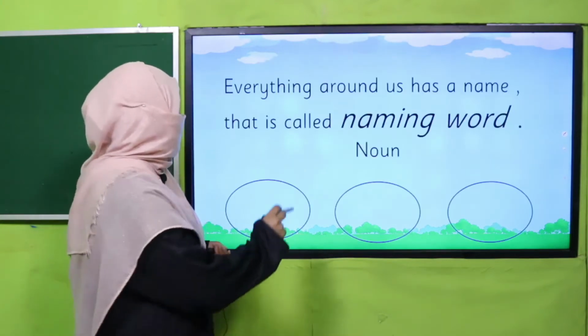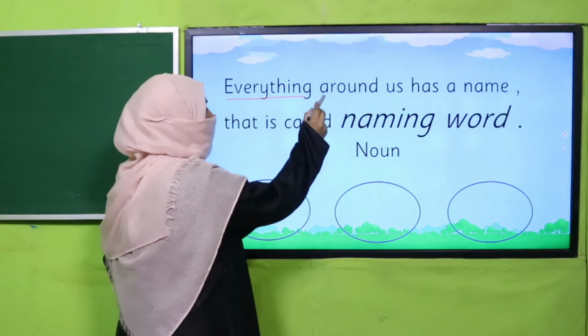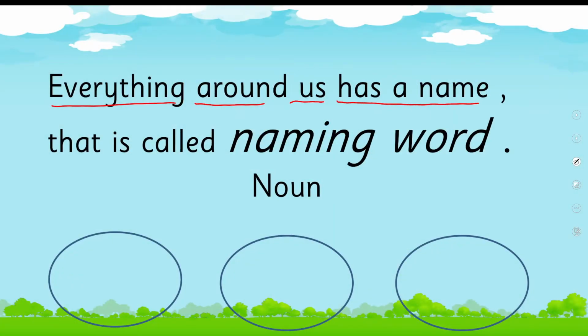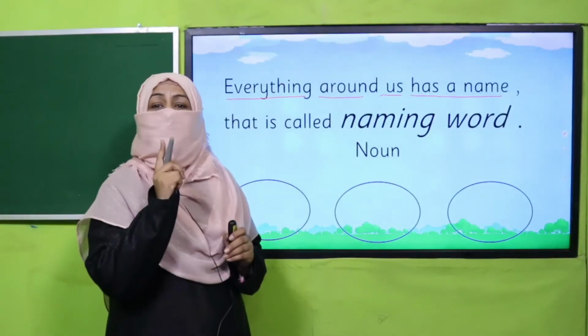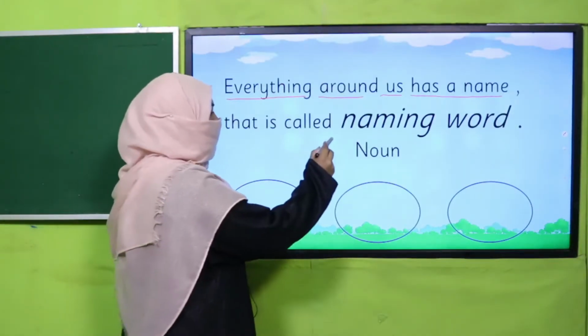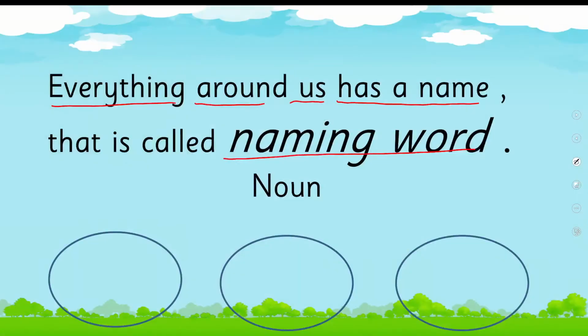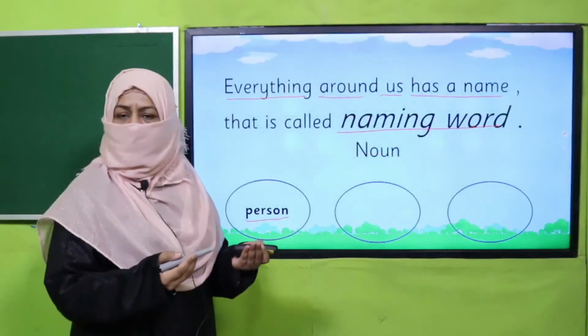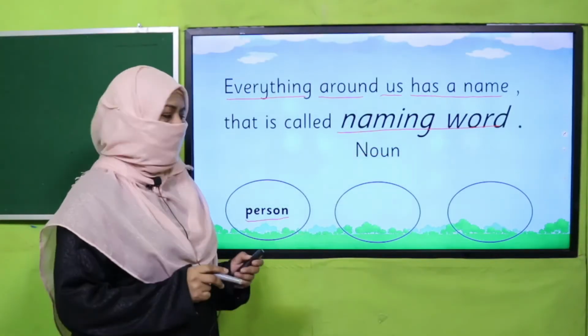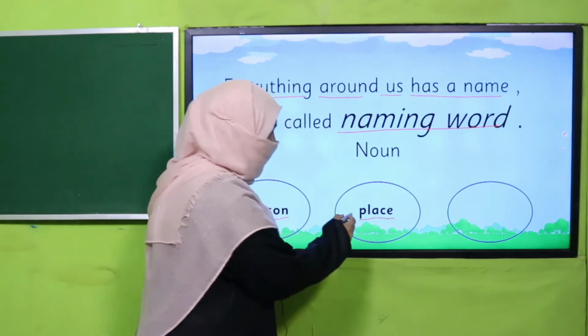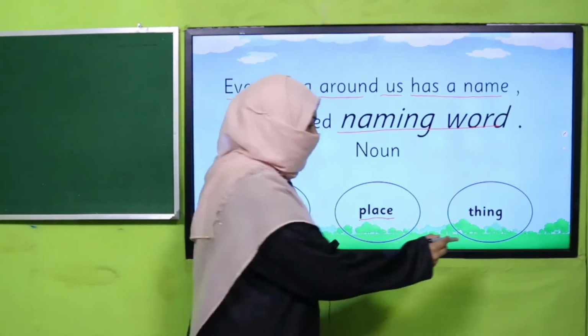So we say everything around us has a name. Everything we can see, we can hold, we can touch, or even only feel, has a name, and that is called a naming word, right? So we divide naming words into different categories. For example, it can be a naming word for a person, it can be a naming word for a place, and it can be a naming word for a thing.